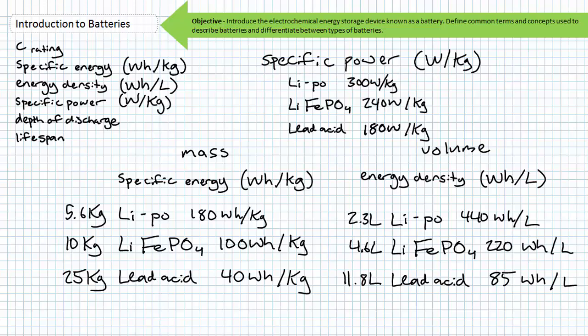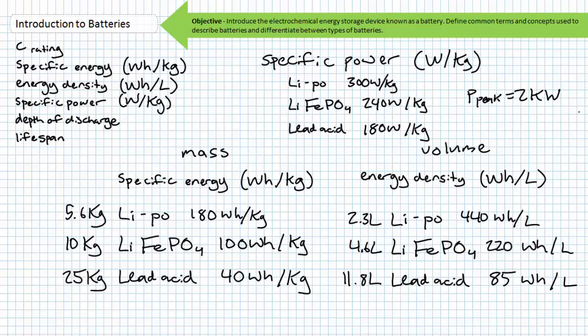Specific power is a tangentially related specification detailing how rapidly a battery can deliver power in relation to its mass. This is of primary concern for mobility applications or during periods of unusually large demand in which current must be rapidly withdrawn from a battery. A lithium polymer cell might exhibit a specific power rating of approximately 300 watts per kilogram, whereas a lithium iron phosphate cell might exhibit a specific power rating of approximately 240 watts per kilogram, whereas a lead acid cell might exhibit a specific power rating of approximately 180 watts per kilogram. In this case, a disparity exists, however, it isn't nearly as egregious as previously.